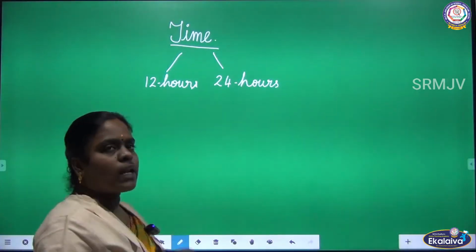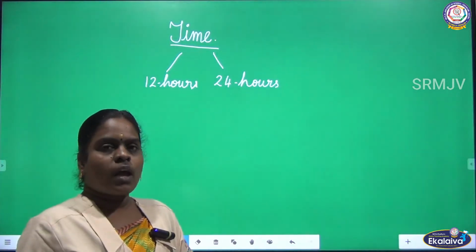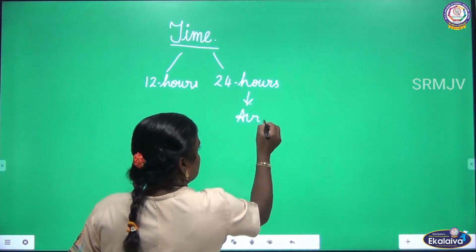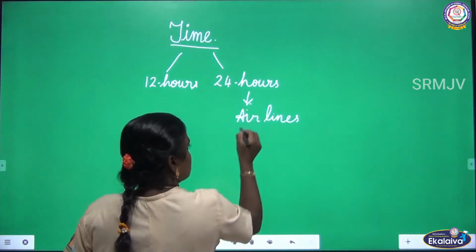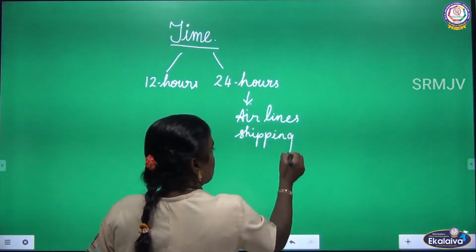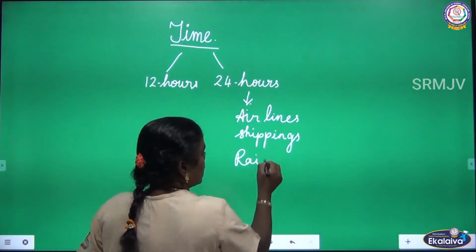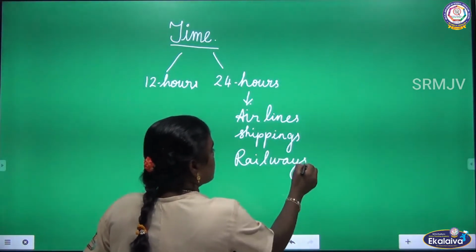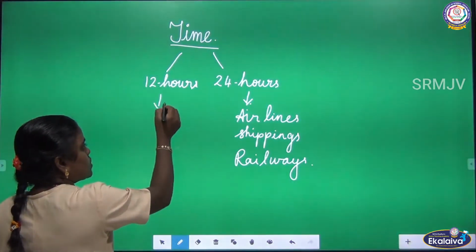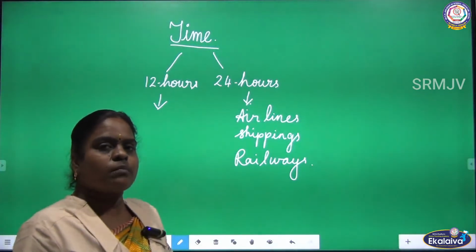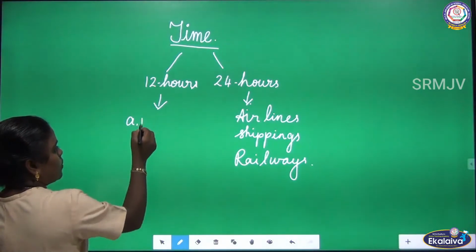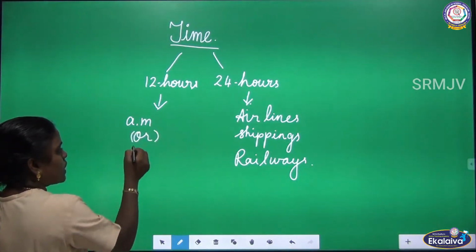Usually we will use the 12 hours clock time to say the time. In some cases, that is the airlines, shippings and railways, they use a special way, that is the 24 hours clock time. But usually we will use the 12 hours clock time to tell the time. In this we have to add AM or PM with the time.